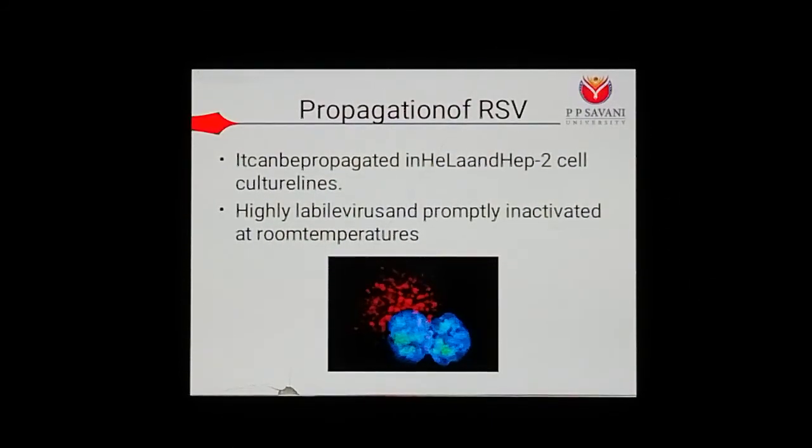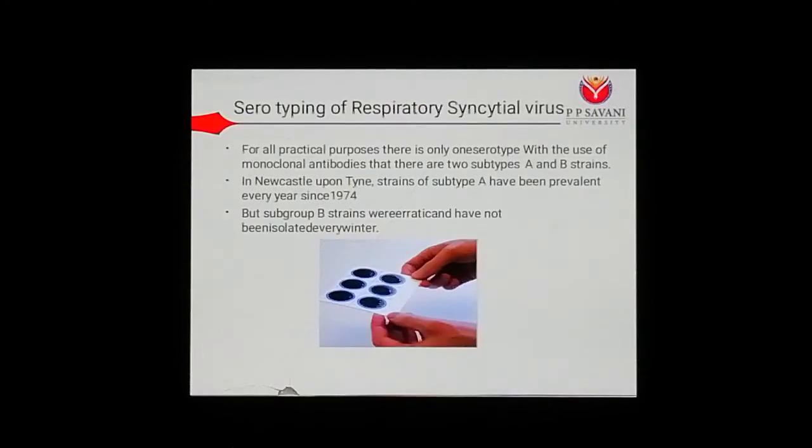Propagation of RSV: it can be propagated in HeLa and Hep-2 cell culture lines. It is a highly labile virus and is rapidly inactivated at room temperature. Serotyping of respiratory syncytial virus: in Newcastle, up to 9 strains of subtype A have been prevalent every year since 1974.